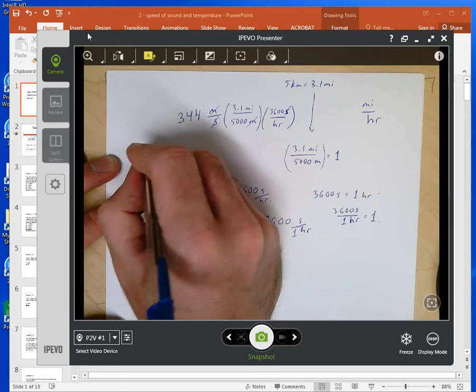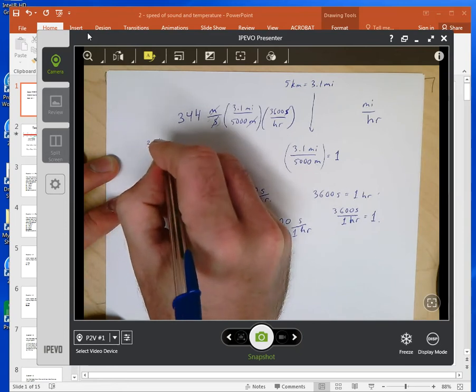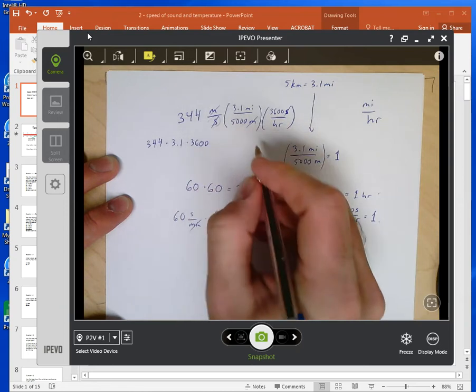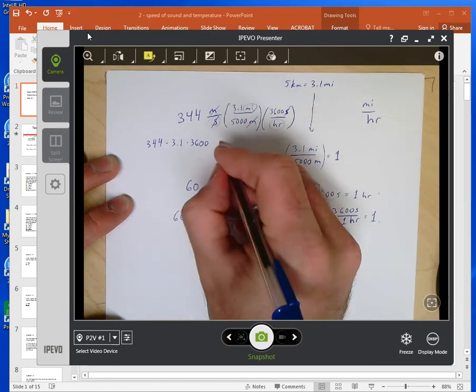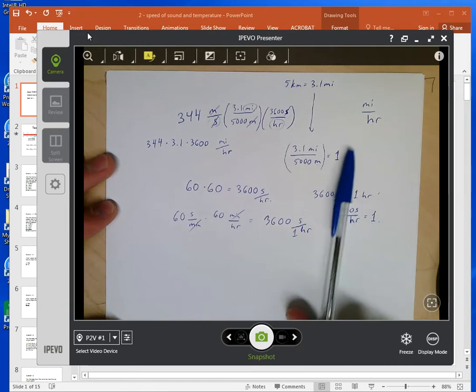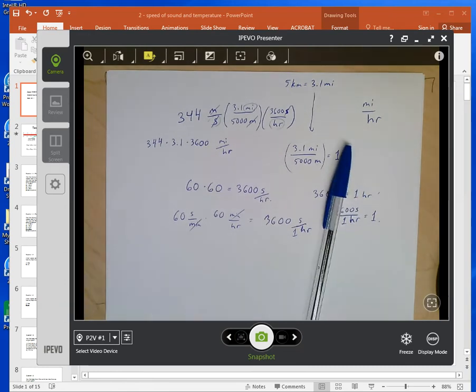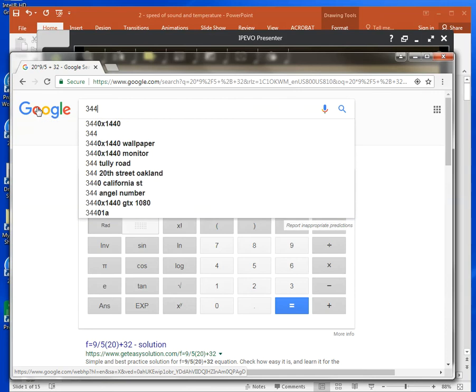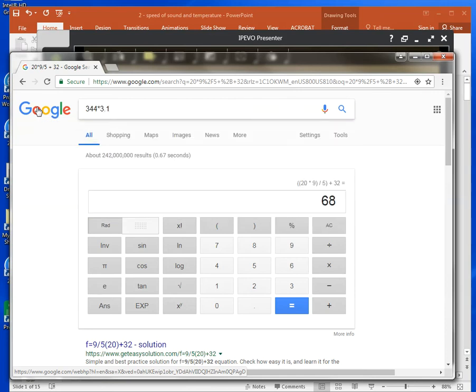And now I've got just a chain of numbers here: 344 times 3.1 times 3,600. The units that are left here are miles and then 1 over hour, so miles per hour. The only thing left is that we have to calculate this. So I'm going to go ahead and do that here. I have 344 times 3.1 times 3,600.